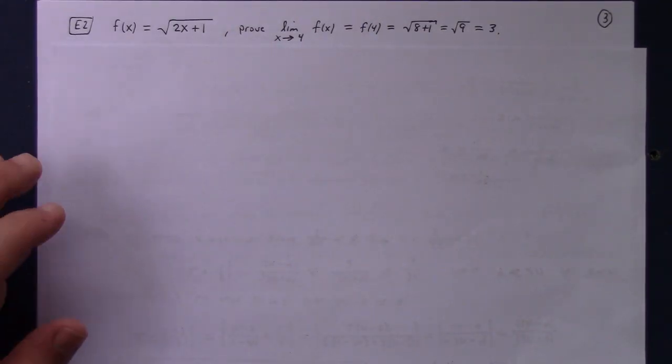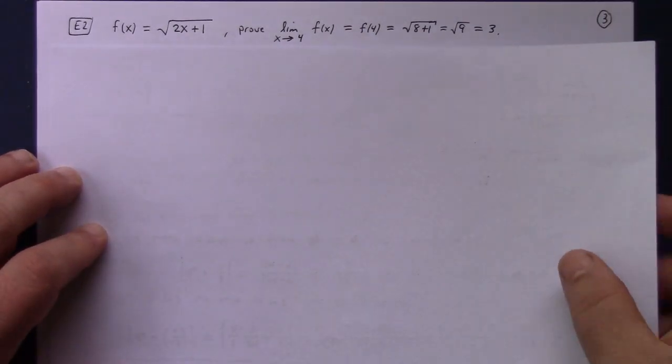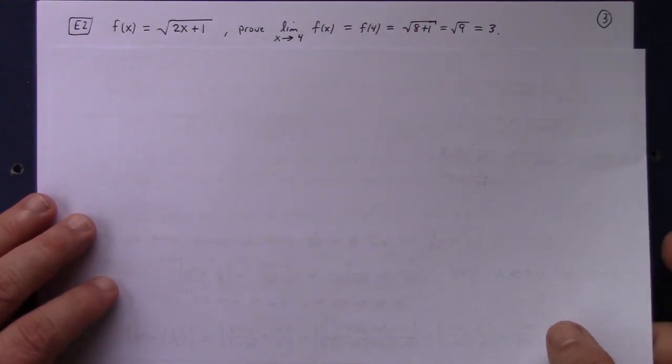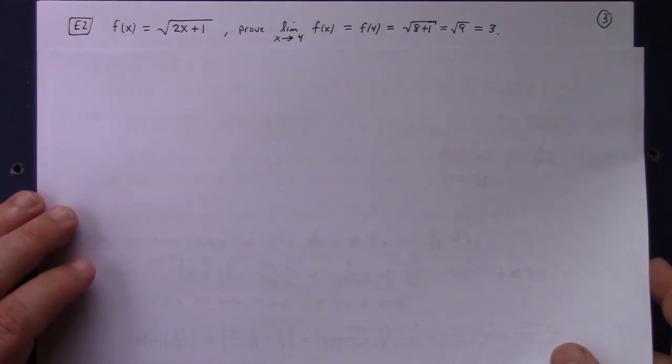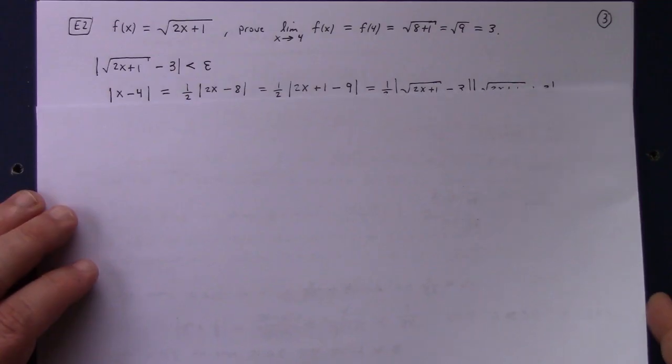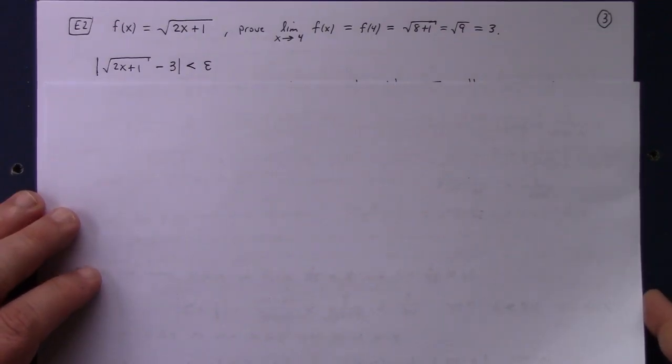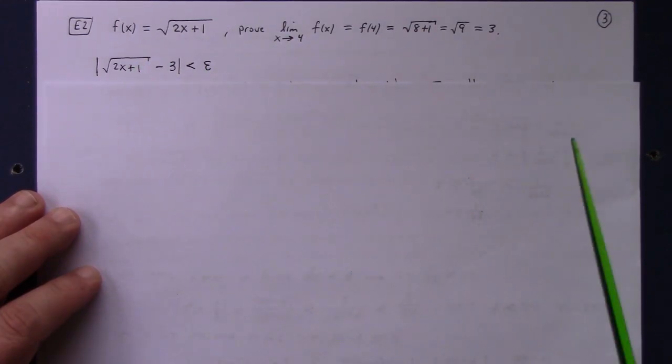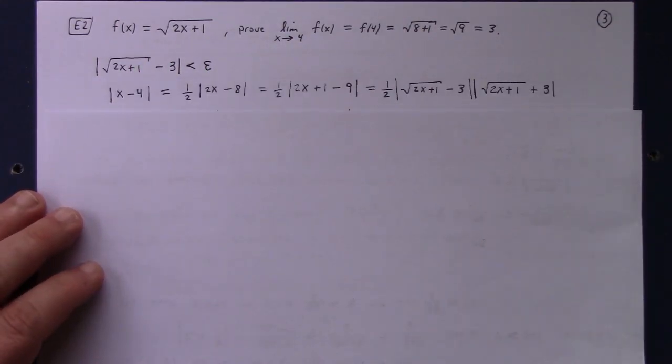So come back. So we have the square root of 2x plus 1, and I'm going to study the limit as x goes to 4. I'm going to show it's equal to 3. All right, so this is what I'm after. I want to find, this is what I want to happen, right? This is scratch work, all right? So I thought about it.